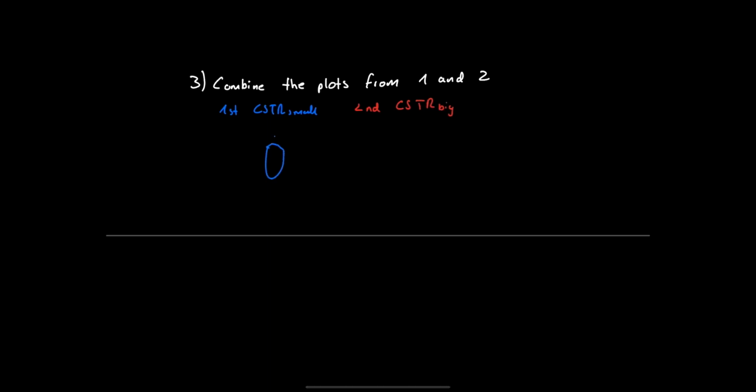So if we sketch it, here we have our small reactor, here we have our big reactor, and here we have our flows. Here we have our entering conversion A0, here we have the conversion A1 leaving our small CSTR, and exiting our big reactor, we would have the conversion A2.